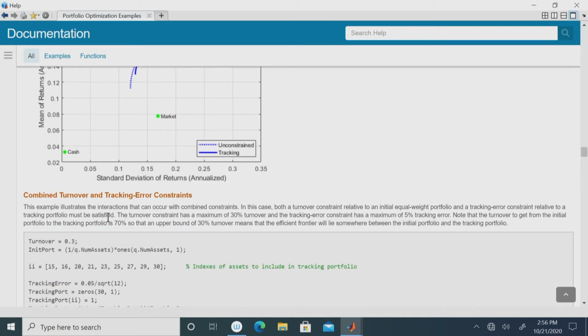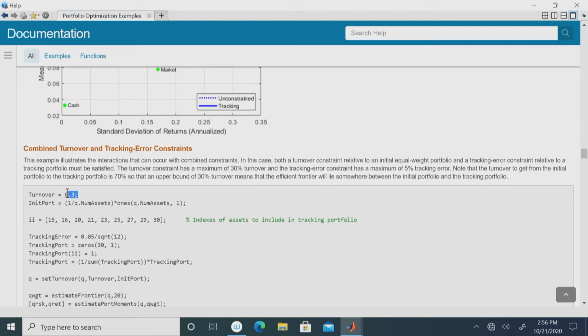Okay, now we will look at an example of the combined turnover and tracking error constraints. Suppose that we set the turnover to a maximum of 30%, and we say that the tracking error can be 5%. So now we are looking at the constrained problem, which brings into the picture the tracking error constraint from the preceding example, and along with it the turnover. Accordingly, we set the turnover to be 0.3, we set the initial portfolio, and then we have this tracking portfolio as given here. The initial portfolio is set to be an equal weighted portfolio.